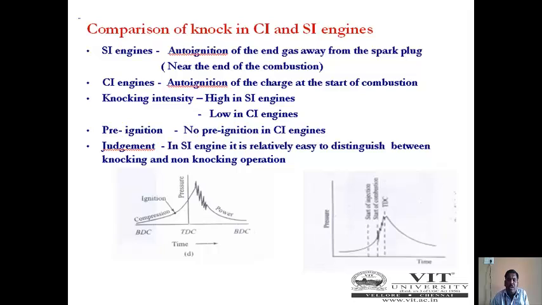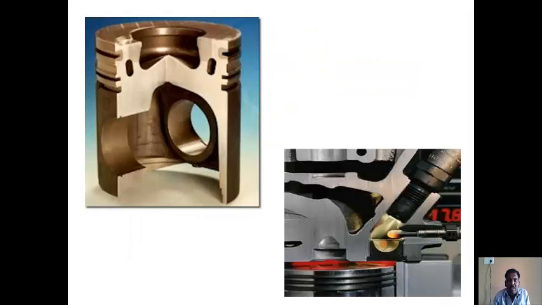How can we identify the knocking in SI and CI engine? In SI engine, it is relatively easy to distinguish between knocking and non-knocking operations. But in diesel engine, it is very difficult to identify the knocking process and the normal combustion process, because the normal combustion process also happens due to the auto ignition of the diesel. So we cannot identify whether the engine is running under knocking conditions or under normal conditions. These are the types of combustion chambers. Some of the types of combustion chambers used in diesel engine.